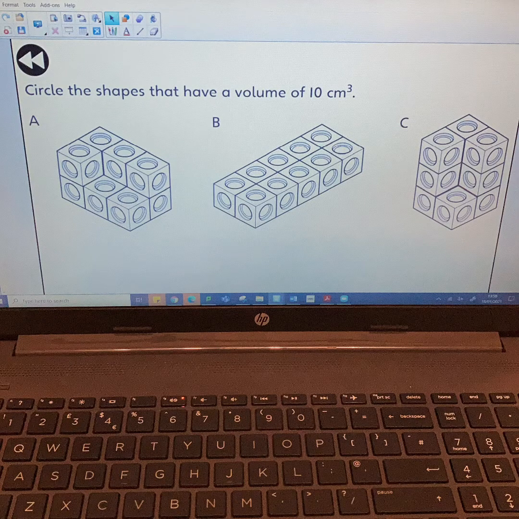Using this then, can you circle the shapes that have a volume of 10 centimetres cubed? Pause the video and have a go.